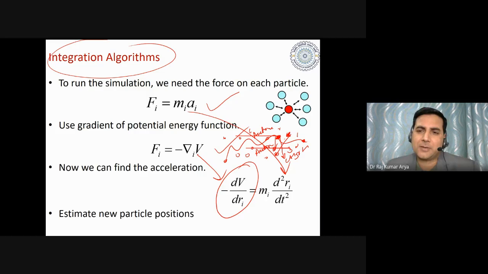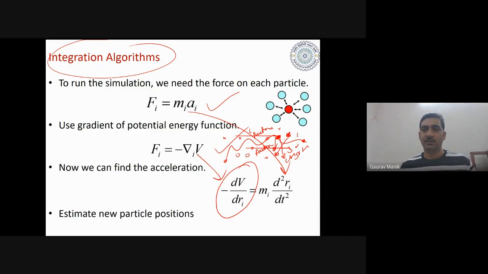You just have to put these input raw materials into your simulation box, and you give your initial conditions, and it starts running.